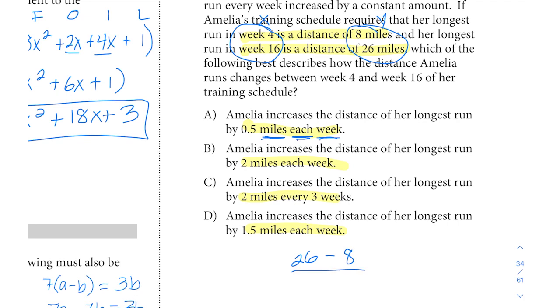Here, you have 26 miles minus your original 8 miles. So that's like y2 minus y1 over your weeks, that was 16 weeks minus your original week 4. So that's going to be your miles each week. And this comes out to 26 minus 8, which is 18, over 16 minus 4, which is 12. So it's 18 over 12. Let's see if we can reduce that. That would be 3 over 2.